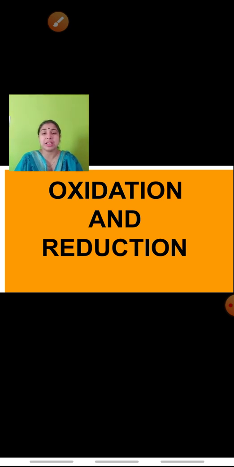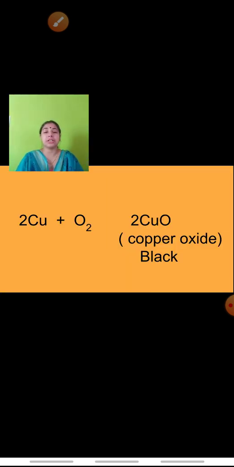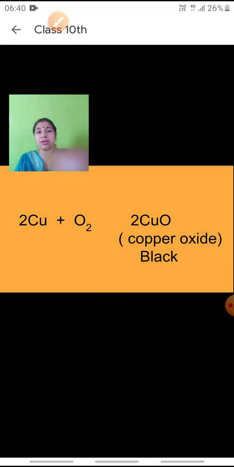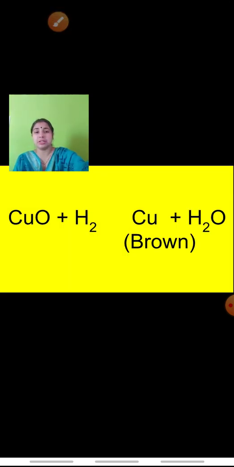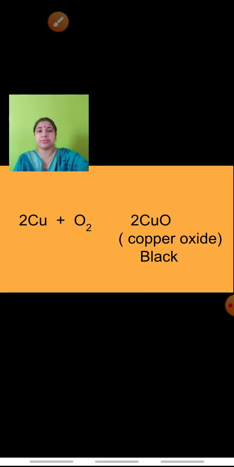Now see children, in terms of chemistry, we call this process oxidation. So what is actually oxidation? I'll explain you today. See, suppose it is an example of a reaction. Just a minute.